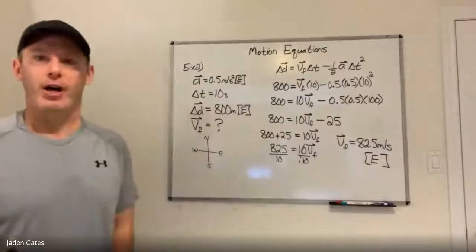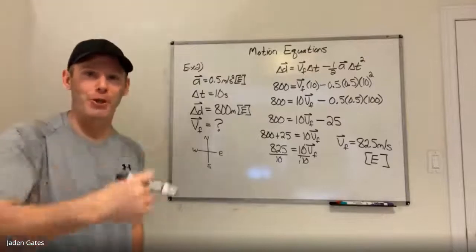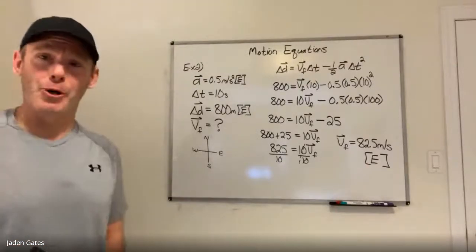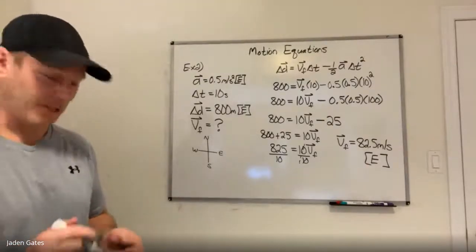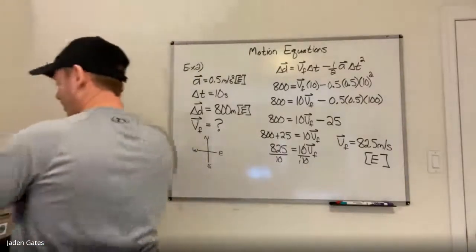So that is the final velocity, which is crazy because if you change that to kilometers per hour, that's probably 240 kilometers per hour, something like that. So a little bit of a crazy car chase.